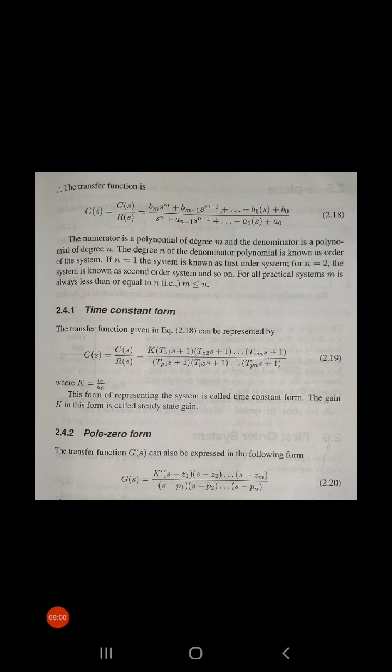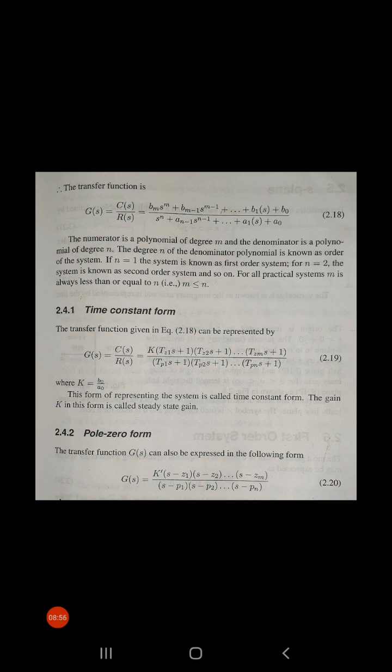The denominator polynomial of the transfer function of equation 2.19 is known as the characteristic equation. The roots of the characteristic equation are the poles of the transfer function G(s). So what is the characteristic equation? It is the denominator polynomial of the transfer function, and its roots are the poles of the transfer function.